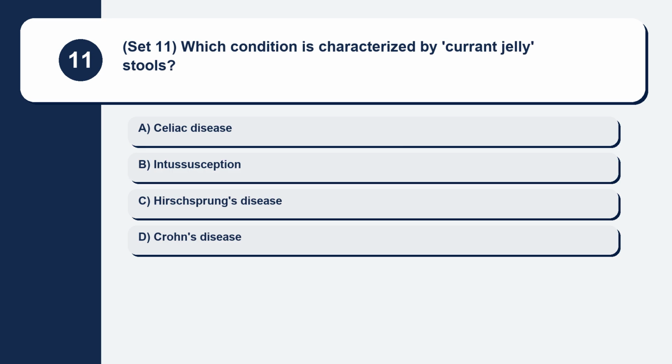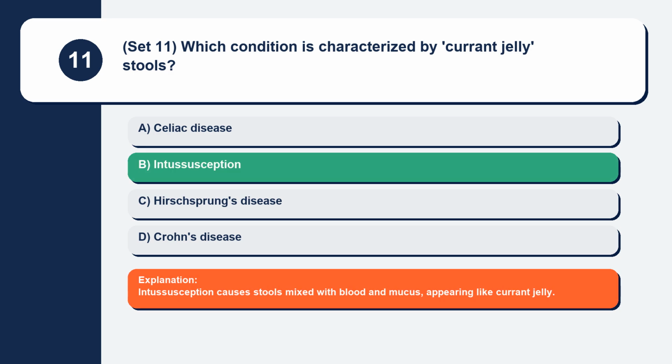Question 11. Set 11. Which condition is characterized by currant jelly stools? Celiac disease, intussusception, Hirschsprung's disease, Crohn's disease. Intussusception causes stools mixed with blood and mucus, appearing like currant jelly.